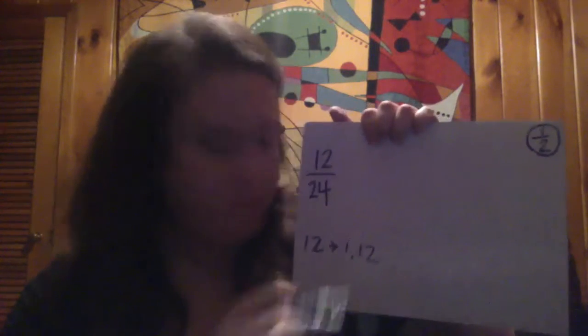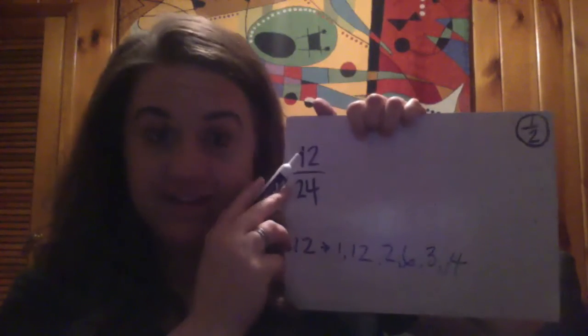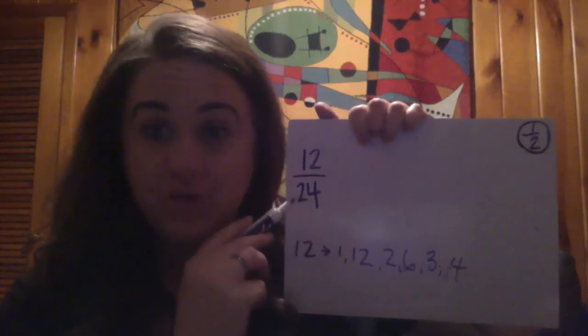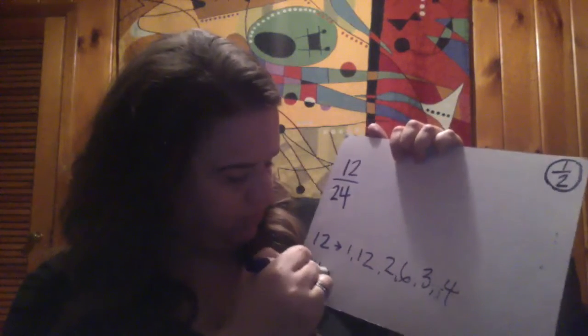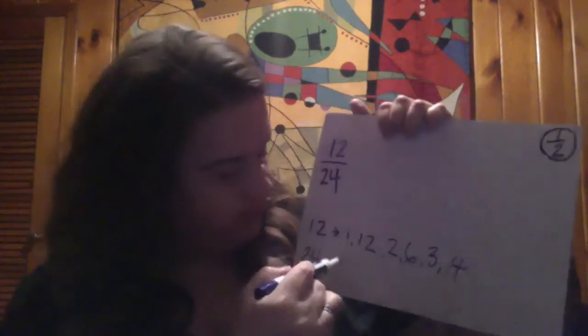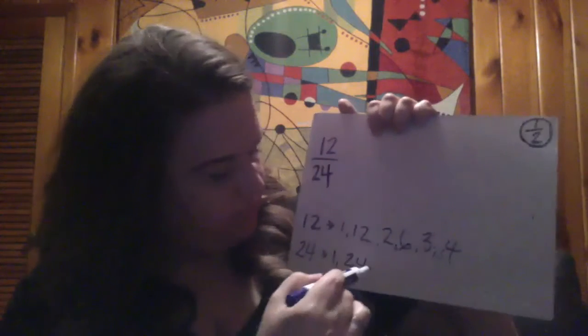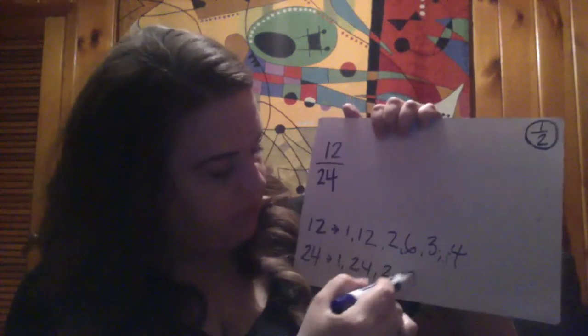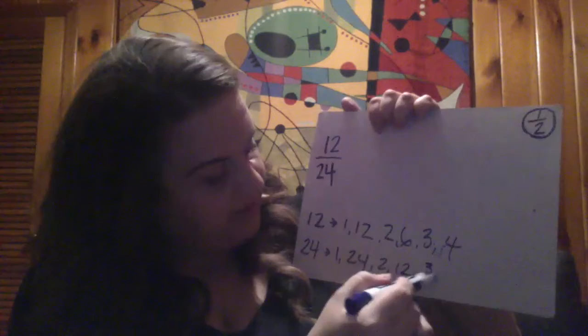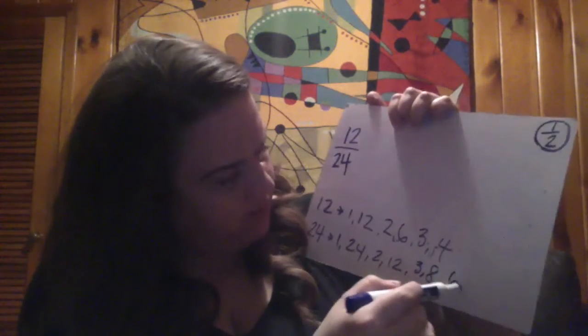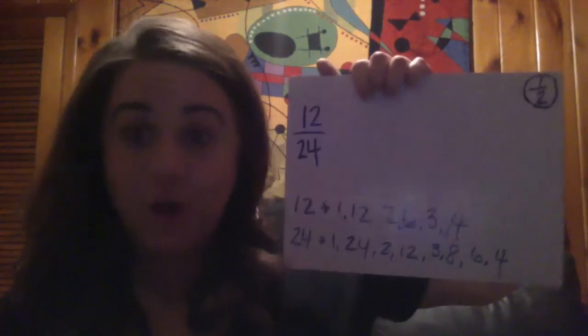I can multiply 1 times 12 gives me 12. 2 times 6 gives me 12. 3 times 4 gives me 12. So those are all my factors, numbers that I can multiply together to get the answer of 12. Now I have to do the same thing for 24. I can always do 1 and the same number, 1 and 24. 2 times 12 gives me 24. 3 times 8, and 4 times 6 gives me 24. I listed all those factors.